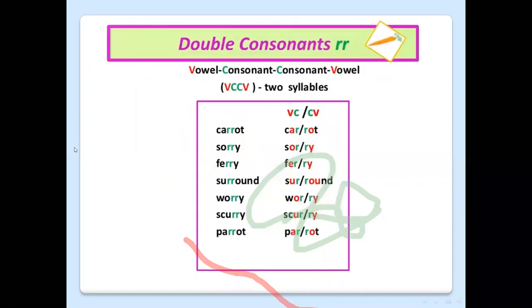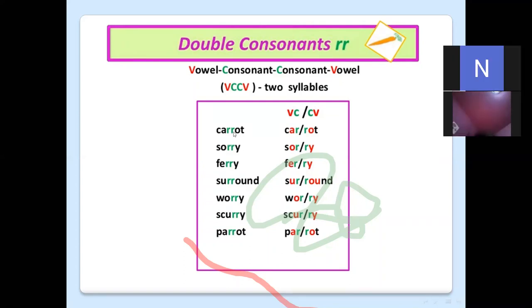Now, let's talk about double consonant R, same as the previous one. When we have two syllables, the first syllable is vowel, consonant, and the second syllable is consonant, vowel. I'm repeating the same thing, by the way. Like carrot, two syllables. The first syllable is vowel, consonant, and the second syllable is consonant, vowel.